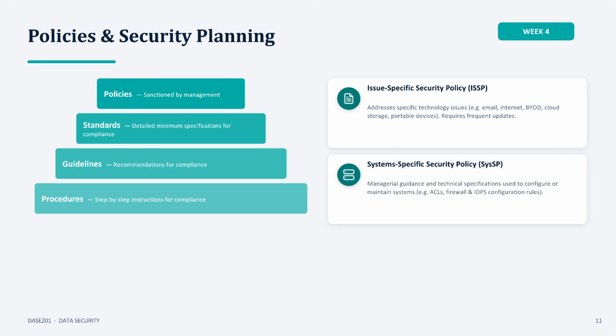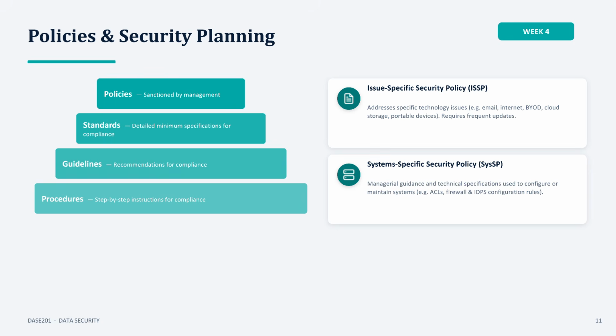Another important topic in week 4 was security policies. I learned that policies provide direction for people in an organization. Below policies, we have standards, guidelines, and procedures. Standards specify requirements that need to be followed. Guidelines provide recommendations. Procedures give step-by-step instructions about how to do something.